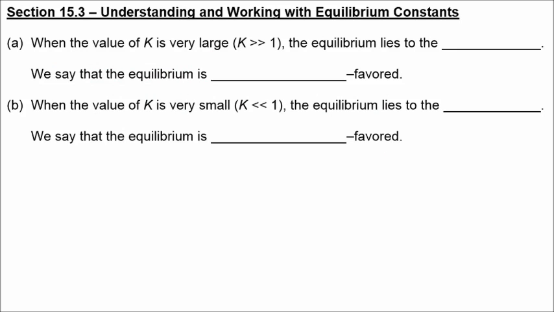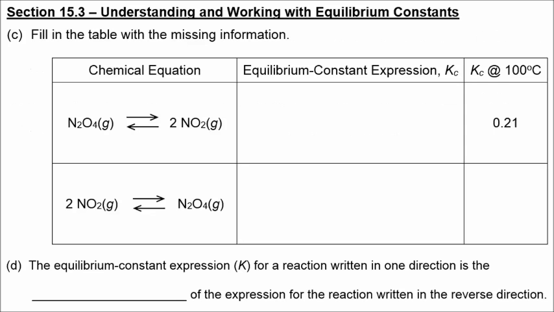All right, section 15.3, understanding and working with equilibrium constants. When you have a very large value of K, the equilibrium lies to the right and the equilibrium is product favored. When the value of K is very small, equilibrium lies to the left and the equilibrium is reactant favored. So we're going to fill in the table with the missing information. The equilibrium constant expression for this reaction would be concentration of NO2 squared divided by concentration of N2O4.